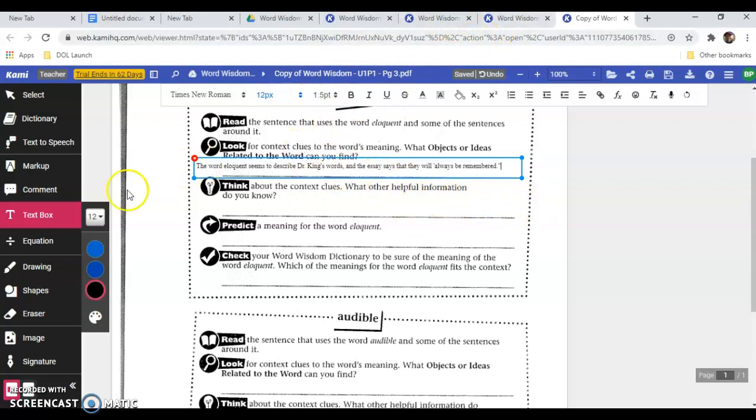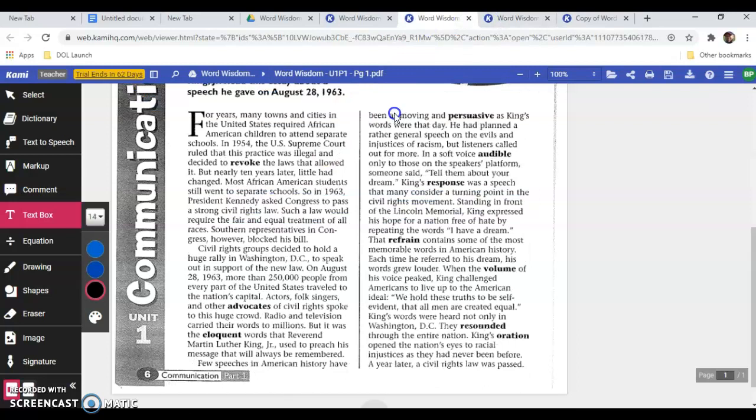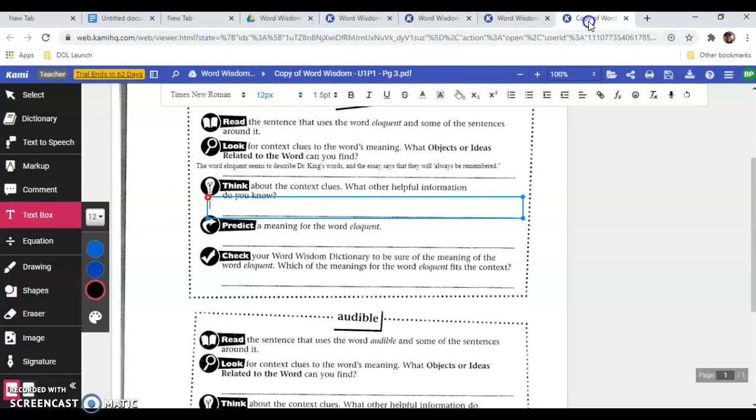Well, I know that Dr. King's speech has been called one of the most powerful and moving in history. And when we go back to the story, we can see that it mentions that by saying that few speeches in American history have been as moving and persuasive as Dr. King's words were that day. So I'm going to type my response in.